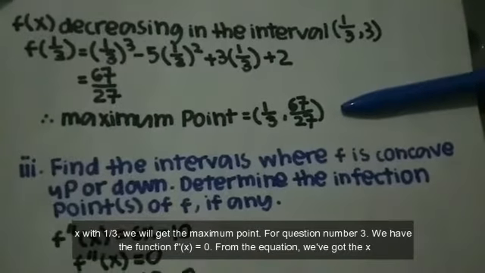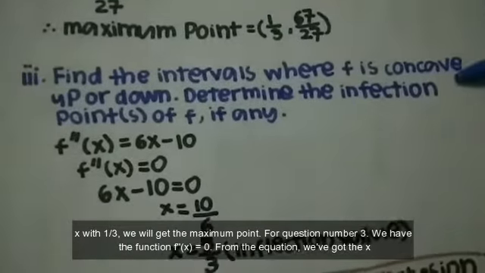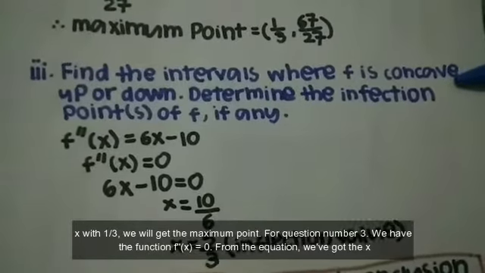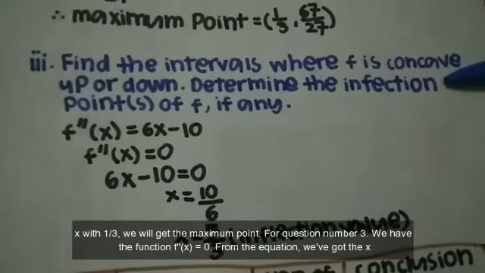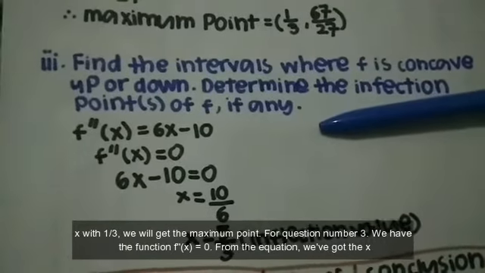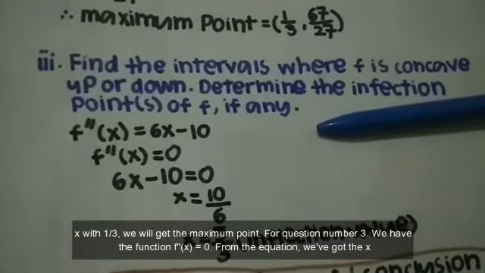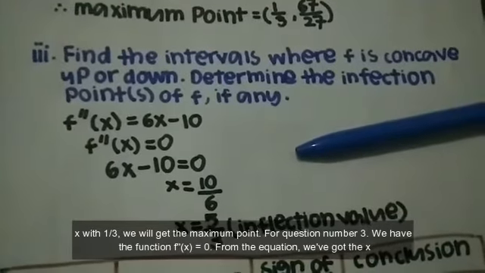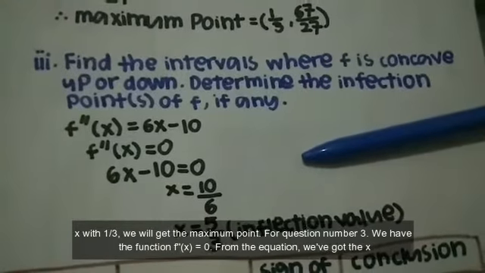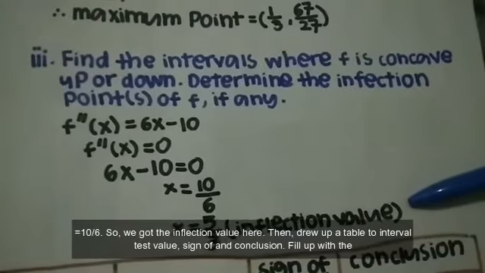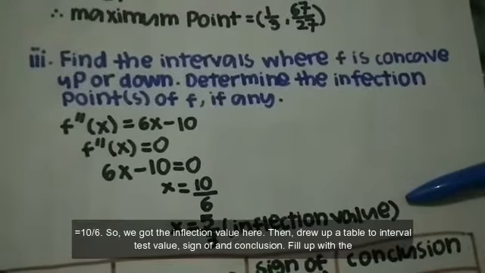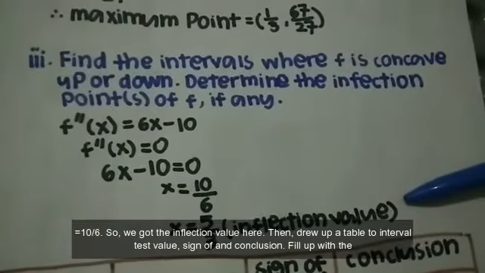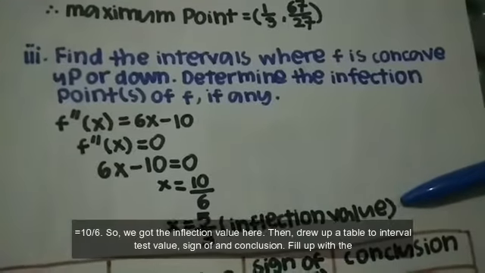After that, for question number 3, find the intervals where f is concave up or down. Determine the inflection points of f, if any. We'll have f''(x) equal to 0. f''(x) equals 6x - 10. So, 6x - 10 is equal to 0. From the equation, we've got x equal to 10/6. It can be simplified to x equal to 5/3. So we've got the inflection value here.